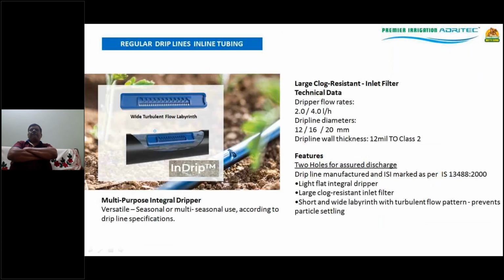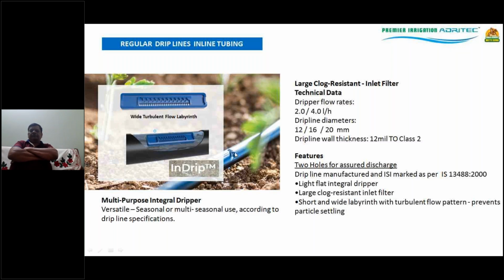Second, similarly, we will see that there are drippers which are smaller in shape. This is again an inline drip irrigation system where you have 2 outlets instead of 1. And here also we can give you 2 liters and 4 liters.